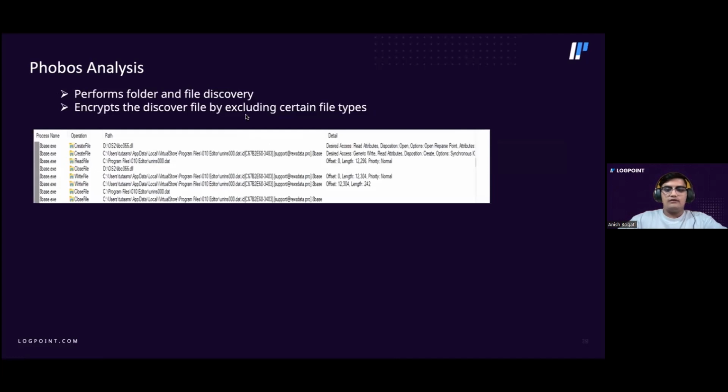After maintaining persistence, the payload performs file and folder discovery to encrypt files except crucial system files. As shown in the image, encrypted files are appended with the ID, some random values, and the mail address, along with the database extensions.